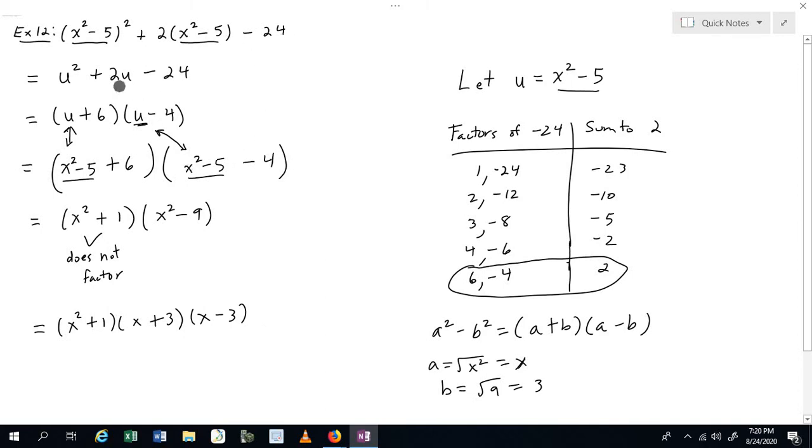This one's kind of challenging because you have to know to use substitution to do this. The only reason we used substitution here was to make it easier to see that there's really a quadratic trinomial hidden in here. If I let this x squared minus 5 be u, it makes it clear that this is a quadratic trinomial, which I can factor. But remember, after factoring it, I have to go back and substitute u back in, so don't forget to do that.